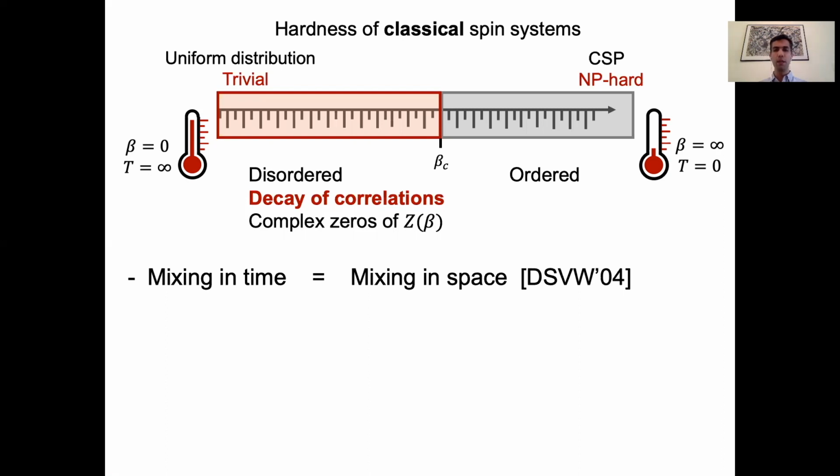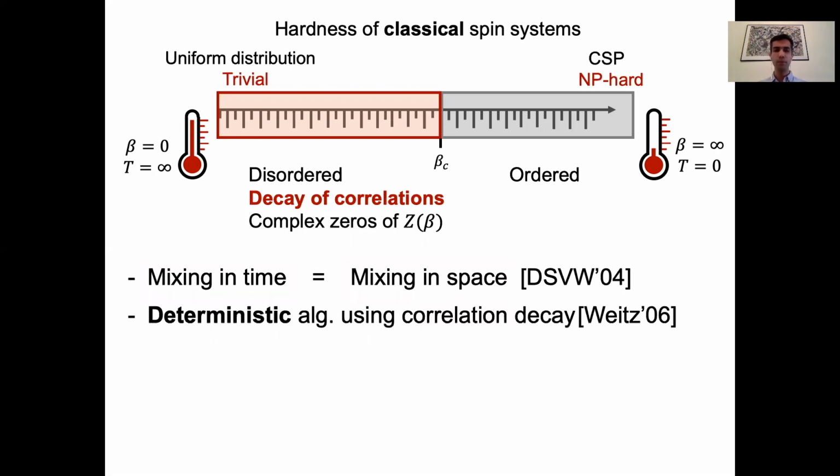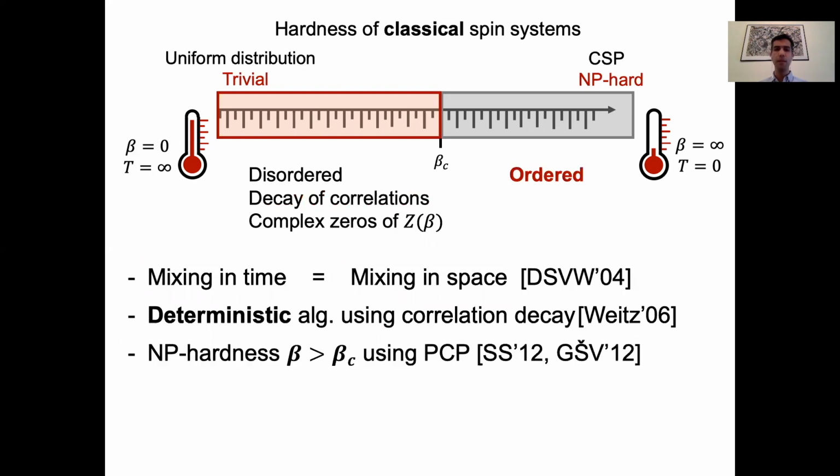For instance, it's been shown that mixing in time is equivalent to mixing in space, where mixing in time means that there is an efficient sampling algorithm with fast mixing time. And this is equivalent to having mixing in space, which means that the correlations in the system decay exponentially. Using decay of correlation, we can also directly find deterministic algorithms for some systems. And on the other hand, it's been shown for systems like the Ising or hardcore model that it is NP-hard in the worst case to estimate the partition function beyond the phase transition point.